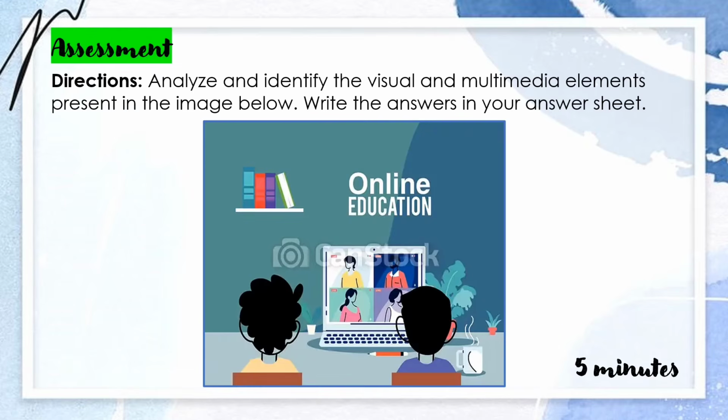And now it's time to show what you have learned from your previous tasks and activities. This activity will tell you how well you remember and understand the topic in visual and multimedia elements that contribute to the meaning of the text. Analyze and identify the visual and multimedia elements present in the image below. Write the answers in your answer sheet. You have 5 minutes to do this.